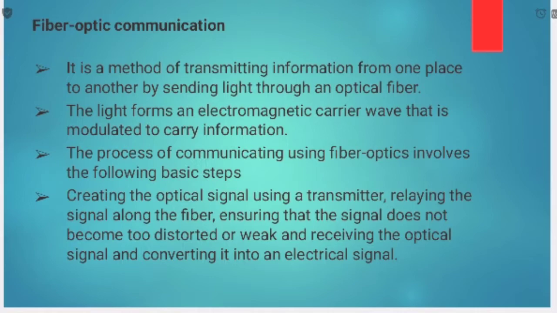The process of communicating with fiber optics involves these fundamental steps: creating an optical signal using a transmitter, relaying the signal along the fiber, and ensuring that the signal does not become too distorted. It is very important that the signal, as the information is carried by the light, should not be attenuated, distorted or weak while receiving the optical signal and converting it into an electrical signal. So we must ensure that no distortion occurs.